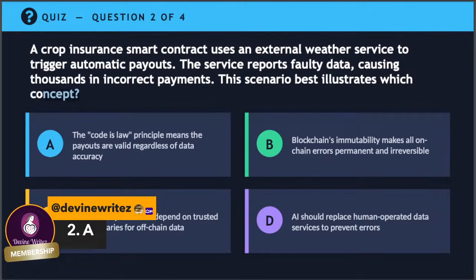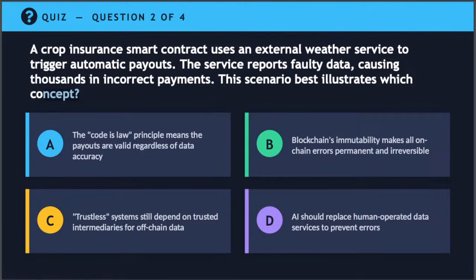Debonaridez says 2, capital A. All right, and we have an A. So I think both of these are correct, but which one best illustrates the concept that reporting faulty data caused thousands in incorrect payments? That's the real question here. So, all right, we got our answers in. Let's move on to the next one.